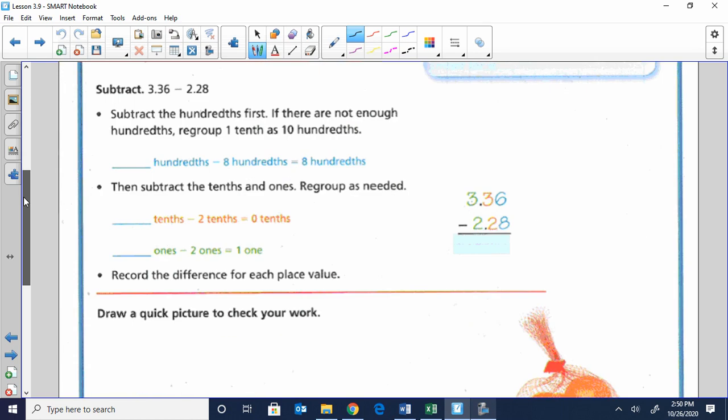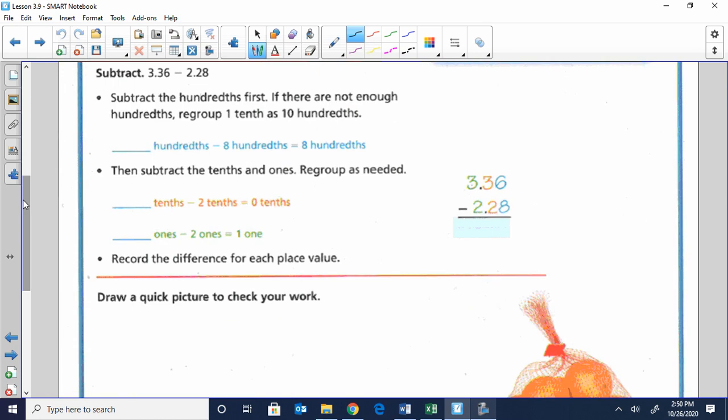So we're going to go ahead and line up our decimals. We're going to put 3 36 hundredths on top, 2 28 hundredths on the bottom. And once we have our decimal points lined up, all of the other place values will also line up. So we can go ahead and then subtract.